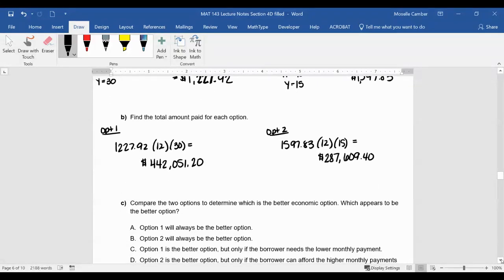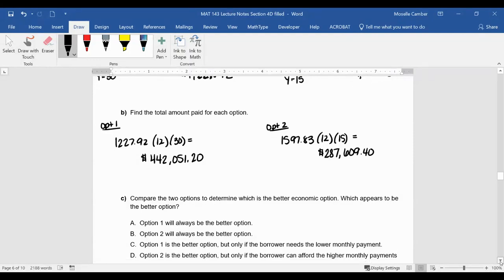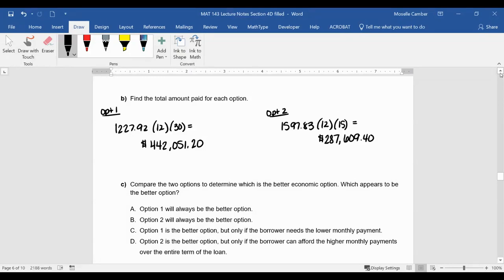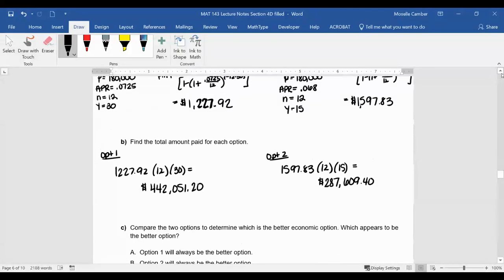So we take a loan of $180,000, we pay back $287,000. It's a lot of money, but not quite as bad as option one. So comparing our two options, which one is better? And so is one always going to be better? Is two always going to be better? Or is one going to be better sometimes than the other?